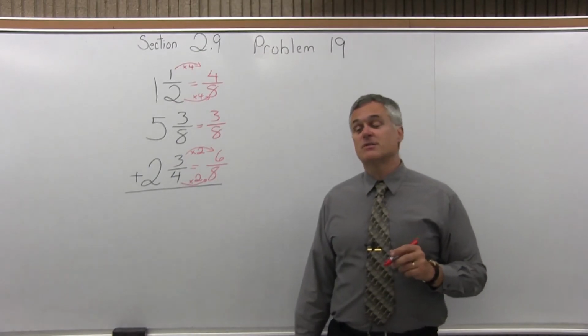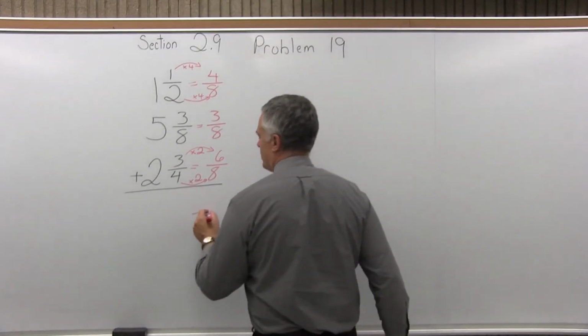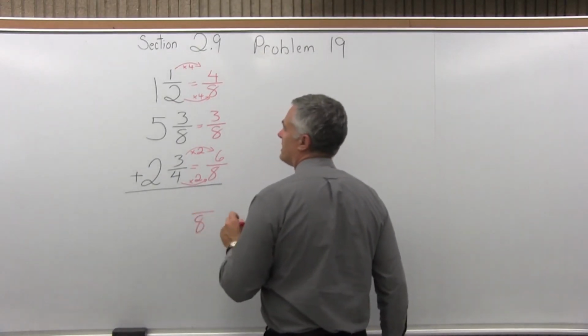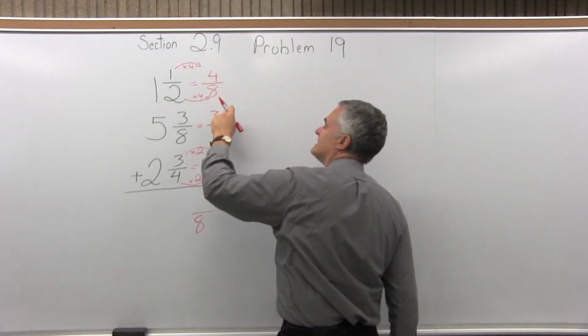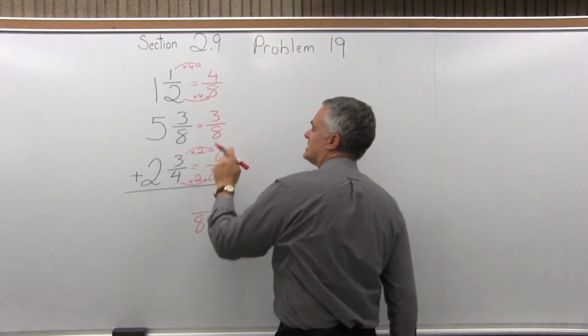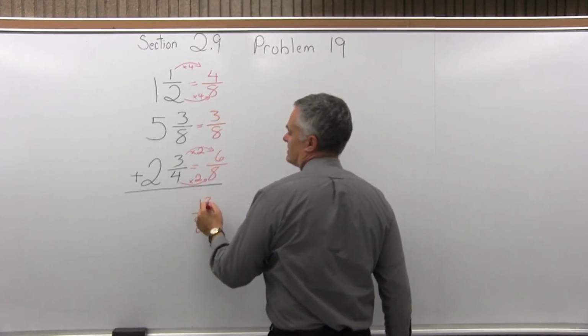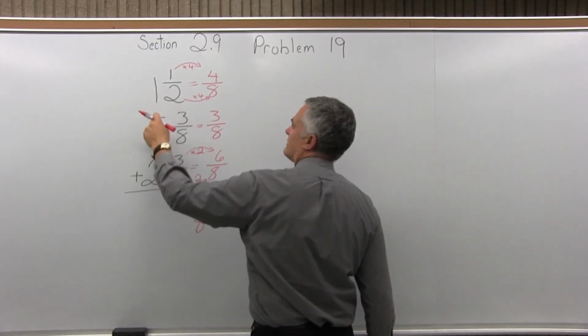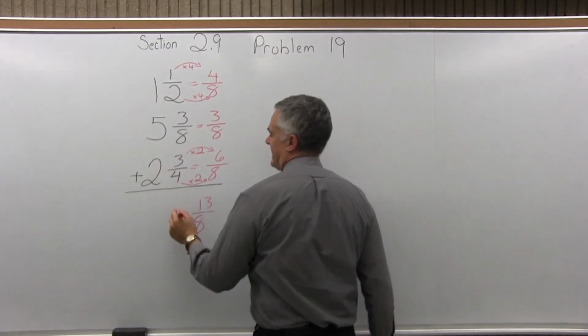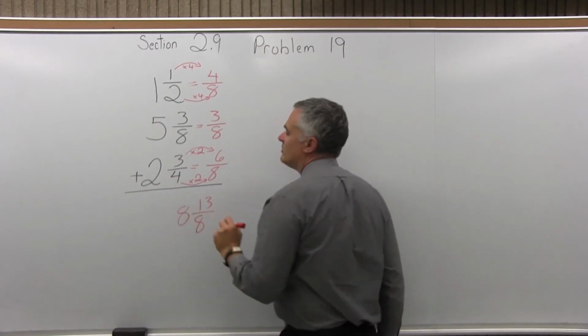Now all the fractions are something over 8, so I can add them up. I'll have a common denominator of 8. So I have 4 plus 3 plus 6. 4 plus 3 is 7, and 7 plus 6 more is 13. So I have 13/8. And for the whole numbers, 1 plus 5 plus 2. 1 plus 5 is 6, and 6 plus 2 more is 8. So I have 8 and 13/8.